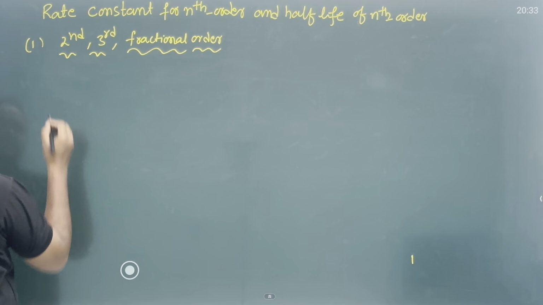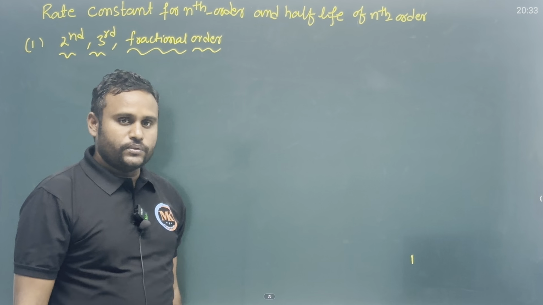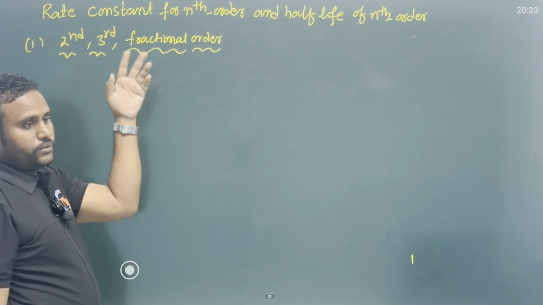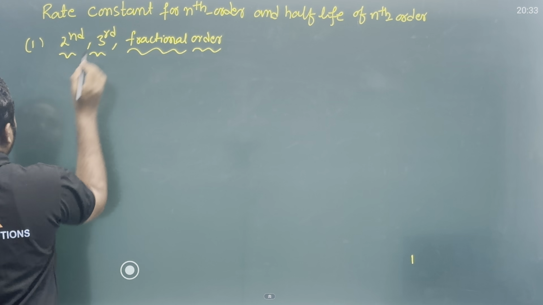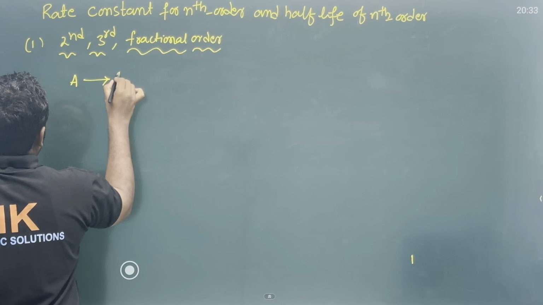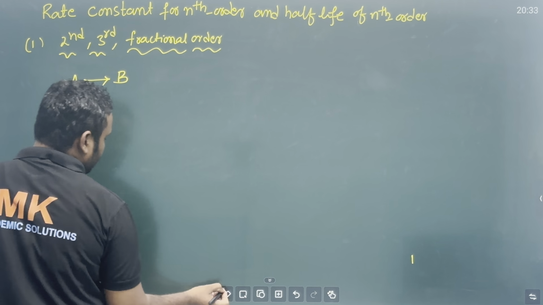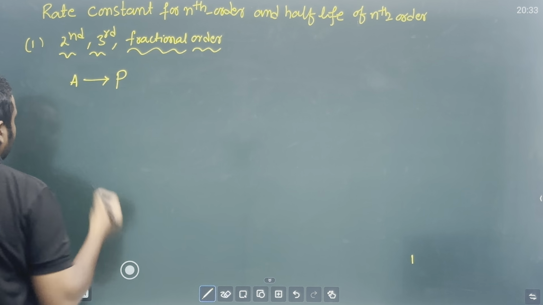We know what is the second order reaction. If n is equal to 2, if order of reaction is equal to 2, that is called second order reaction. Third order reaction, order is equal to 3. Now let us see rate constant of nth order reaction. Let us consider A is converting into B, or simply you take A is converting into product P.